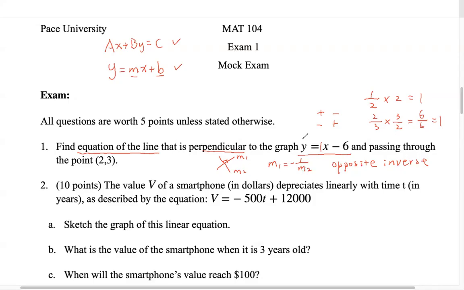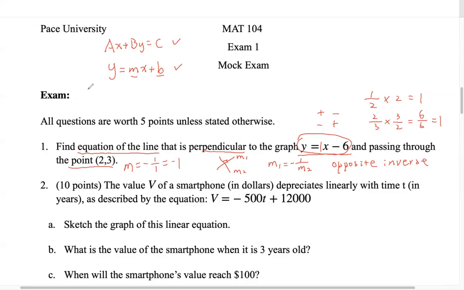So the slope of the given line is 1. So the other one should be, let's use M, should be opposite, because 1 is positive, opposite inverse, 1 over 1. Well, 1 over 1 is just 1. So the slope is negative 1. Then this line passing through this point, 2, 3.